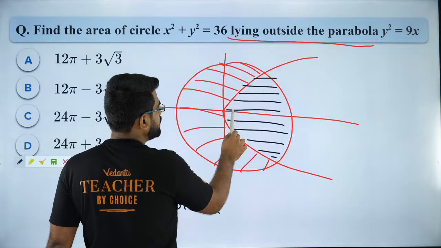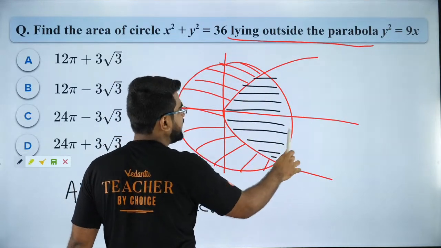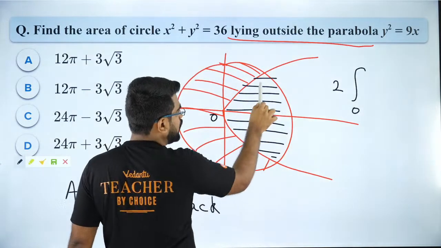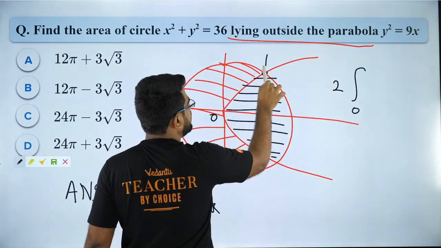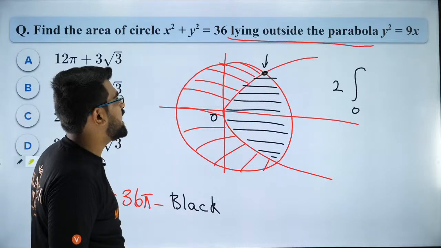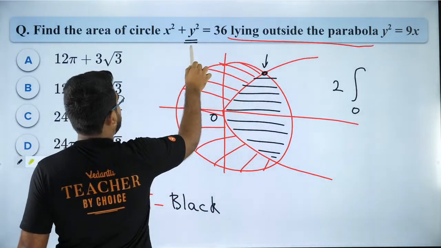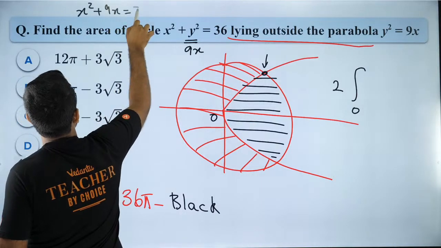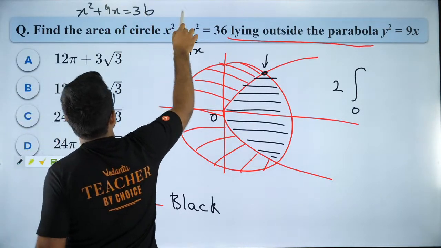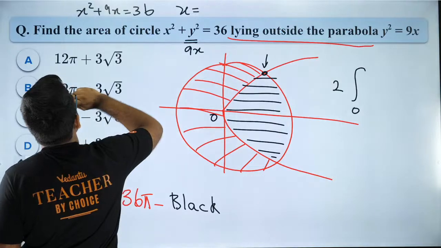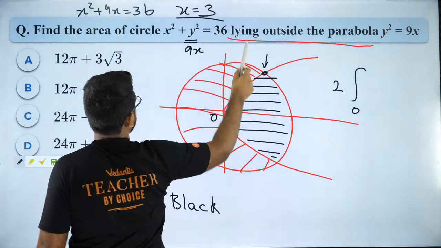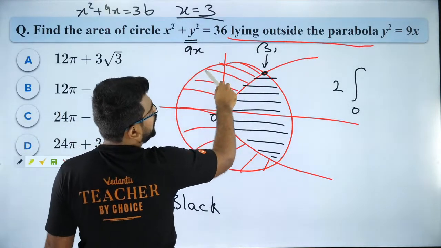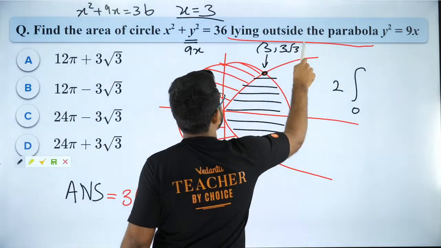So first of all, you see that the upper portion and lower portion is symmetric. So I will say it is 2 times the integral from 0, because it starts from 0, up to this point of intersection. What is the point of intersection? Can anybody do that? So y square is 9x. If I do that, I will get x square plus 9x is equal to 36. So I will get x as 3, right? Yes, x is 3. So x will be 3 and y will be 3 root 3. So this is the point of intersection.